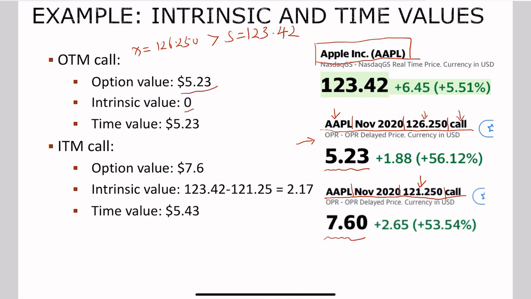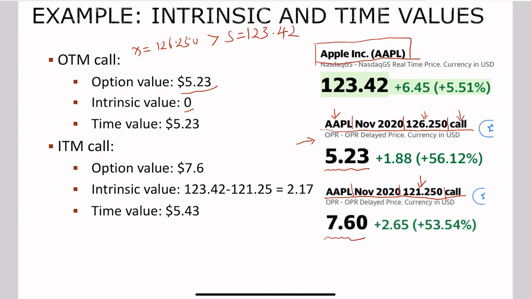Now, what about its intrinsic value? It's out of the money. So its intrinsic value is 0, right? So it's 0. Now, what about the time value? Well, it's simple because time value is the difference between option value and intrinsic value, right? You can see that it's $5.23, right?